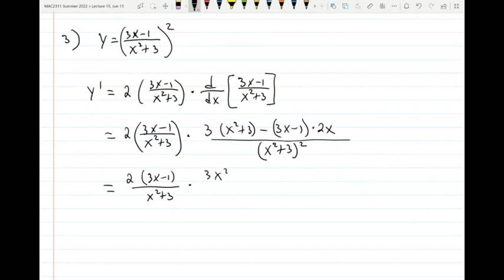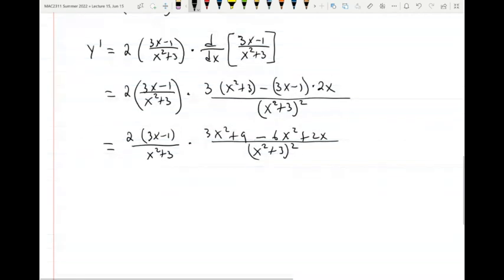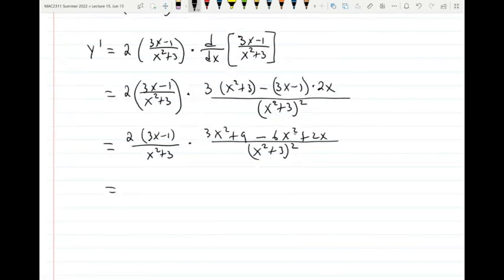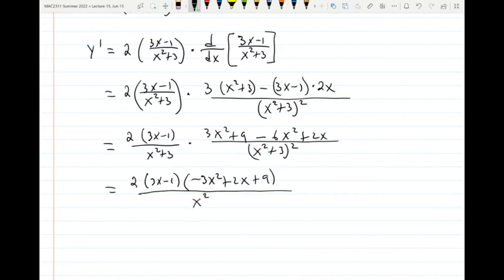So this is 3x squared plus 9, and then minus 6x squared plus 2x. Okay, so I'm gonna go ahead and multiply. So we get 2 times 3x minus 1, and then 3x squared minus 6x squared, that's a negative 3x squared plus 2x plus 9, over x squared plus 3 cubed.